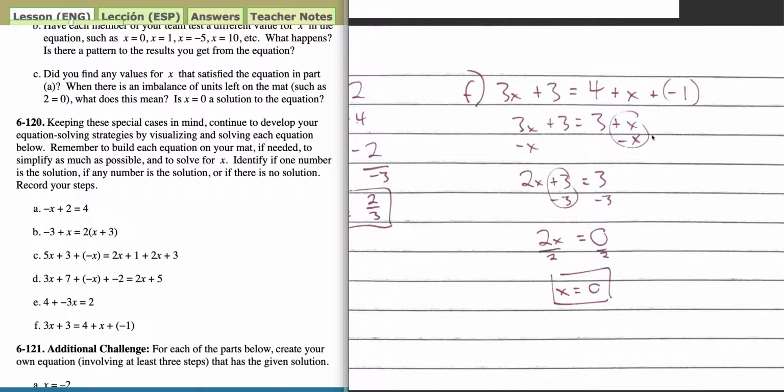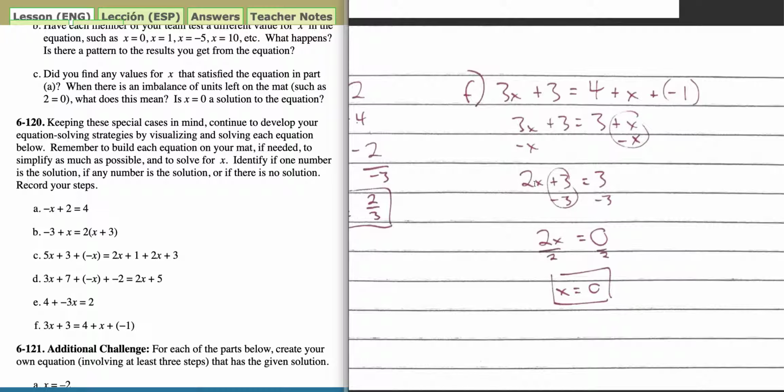Usually, as a side note, on the left I have 3 x's, and on the right I have 1 x. I usually try and subtract whichever side has less, just so I keep my x's positive. If I subtracted 3x from over here and subtracted 3x from this side, I'd end up with negative 2x on the right, which is weird. So anyway, get rid of the x on this side. So subtract it from over here, subtract it from over here.